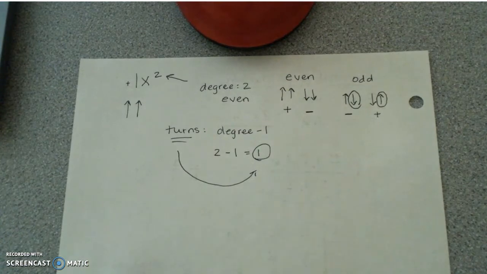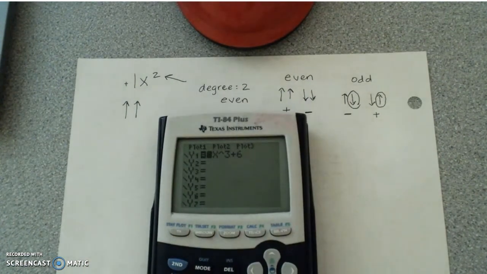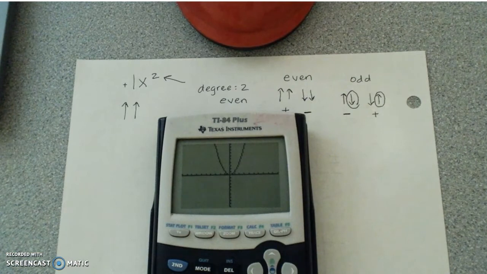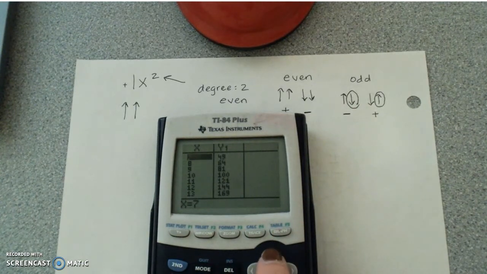We can graph these on our calculator. So I'd go to y equals and I would type in my function. All right. And then I might ask you to go to your table and tell me, like at x equals 4, what the y value is.